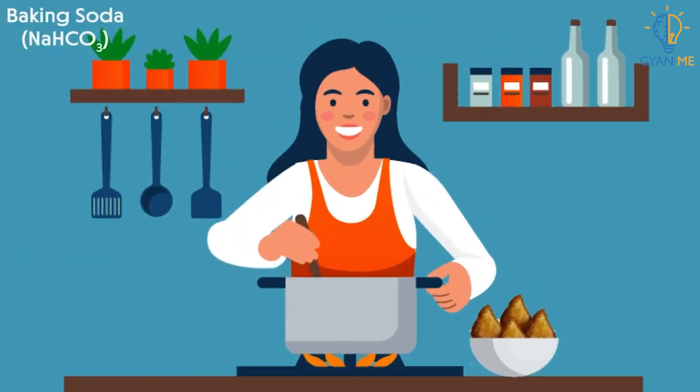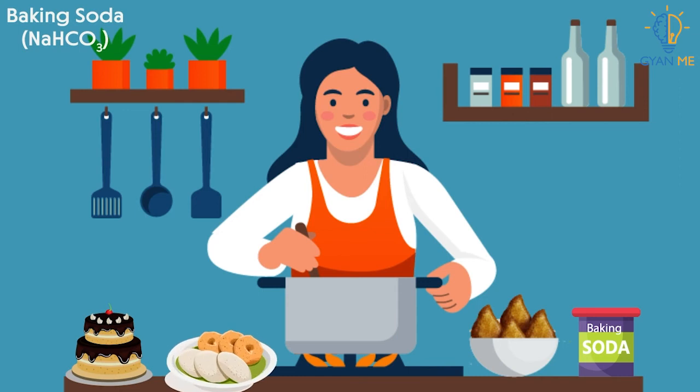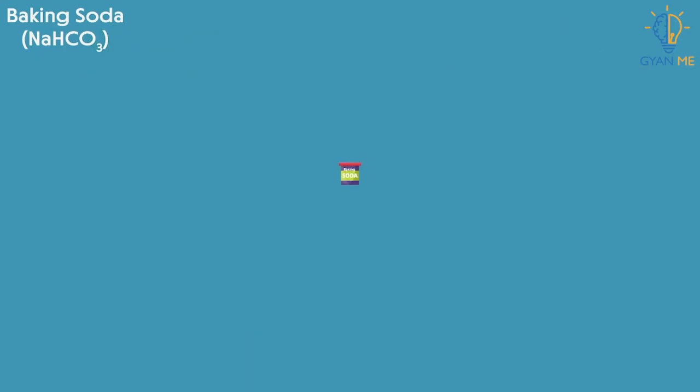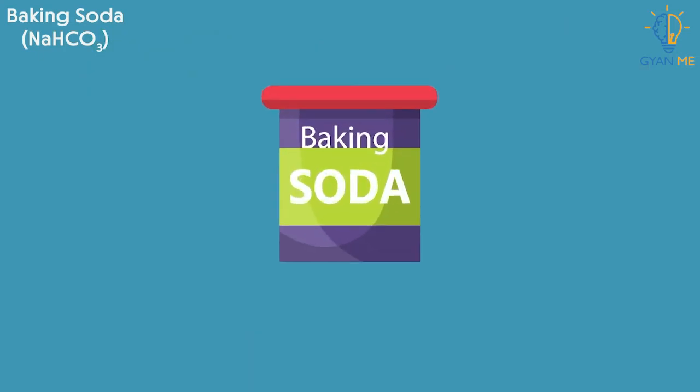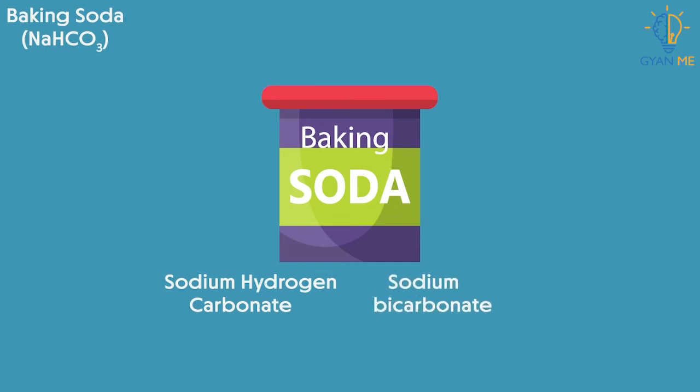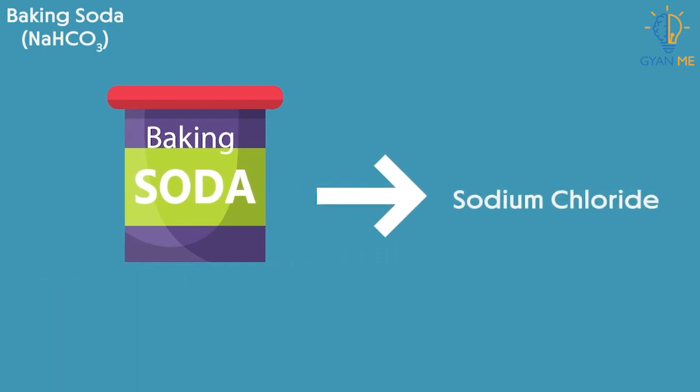Students, you must have seen your mother cooking pakoras at your home. A compound called baking soda is commonly used in the kitchen for making tasty, crispy pakoras, soft cakes and idlis, etc. Sometimes it is added for faster cooking. The chemical name of the compound baking soda is sodium hydrogen carbonate or sodium bicarbonate. It is produced using sodium chloride as one of the raw materials.